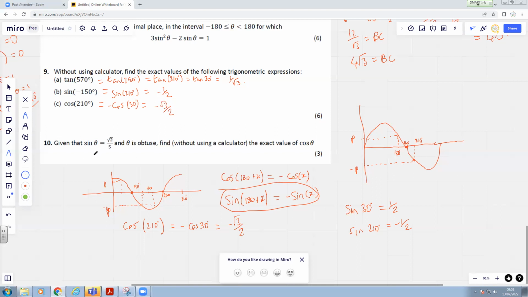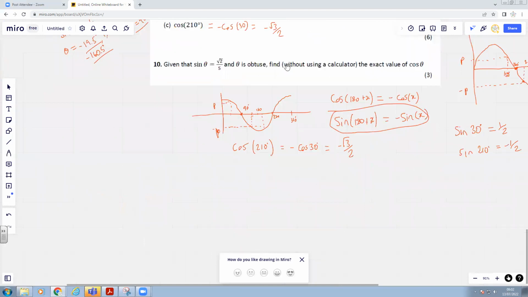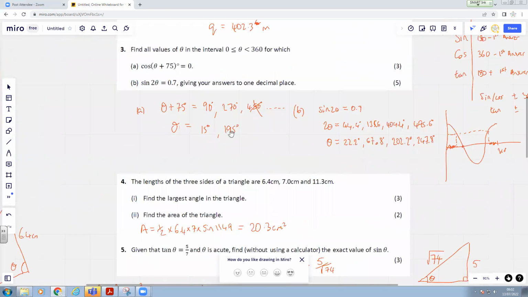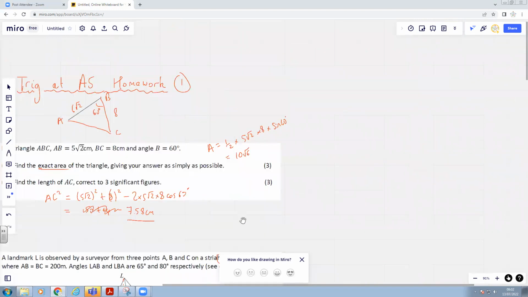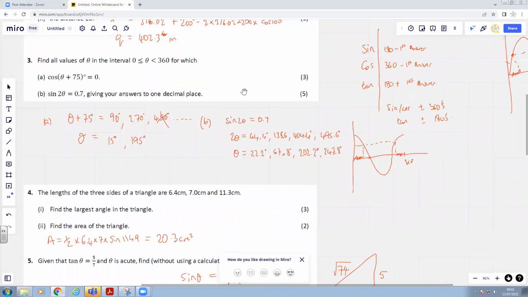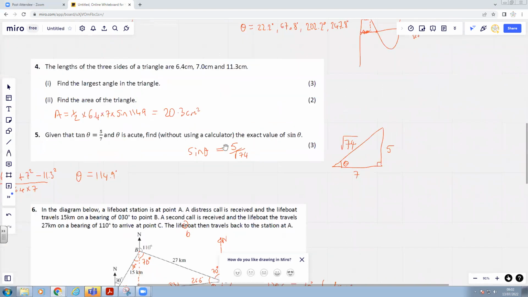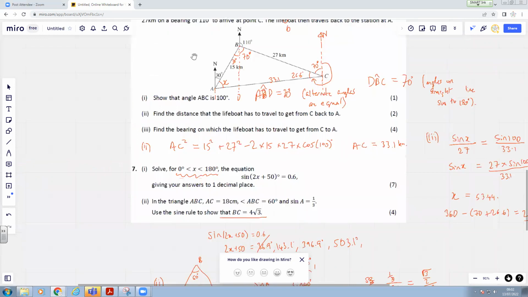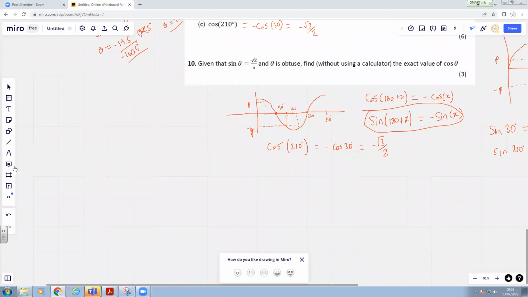Cool. Okay, given that sine theta is root 2 over 5 and theta is obtuse, find without using a calculator the exact value of cos theta. So this is very similar to this one I did earlier, where I drew a little triangle. Here it is. Now, I said you can draw this little triangle when theta is acute, and Pythagoras is your friend. When it's obtuse, you just need a little bit more thought.